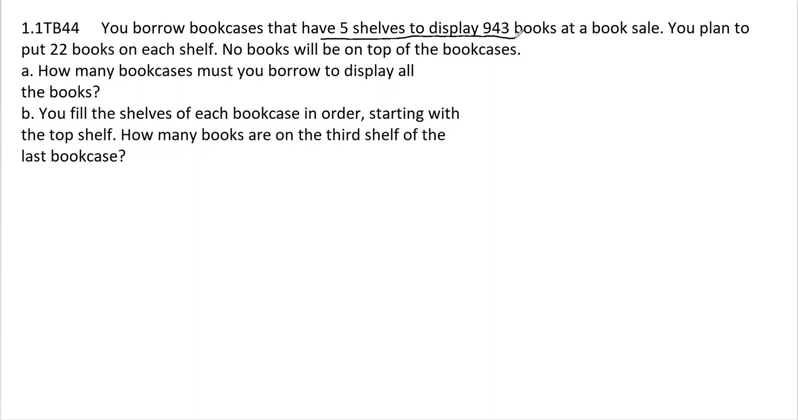And B. You fill the shelves of each bookcase in order, starting with the top shelf. How many books are on the third shelf of the last bookcase?